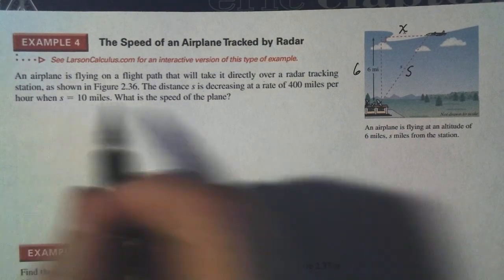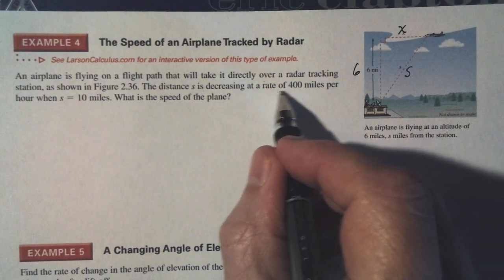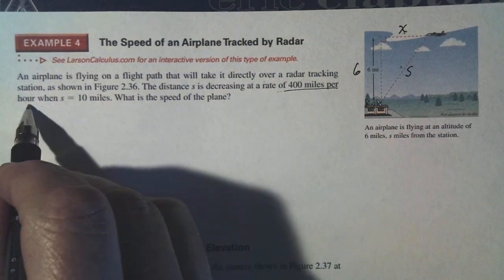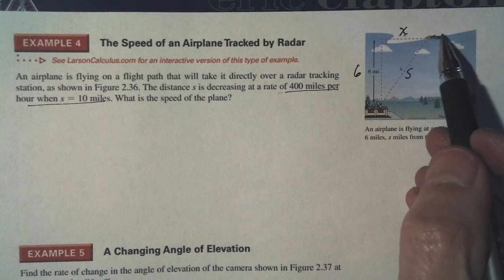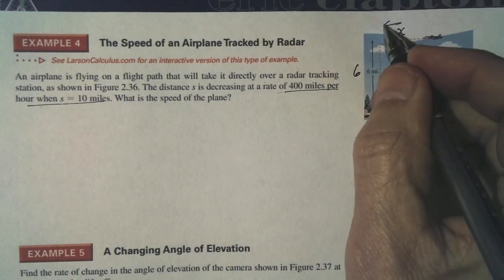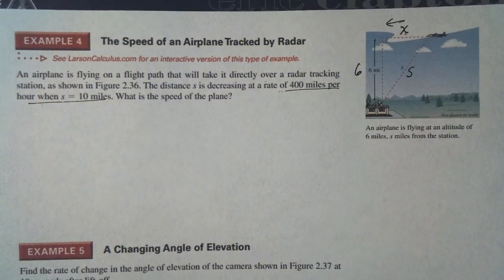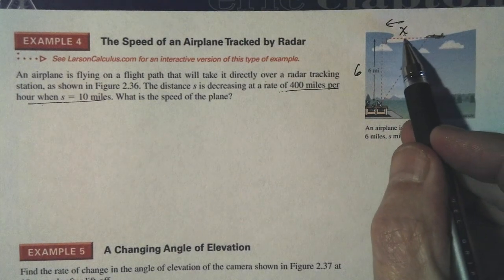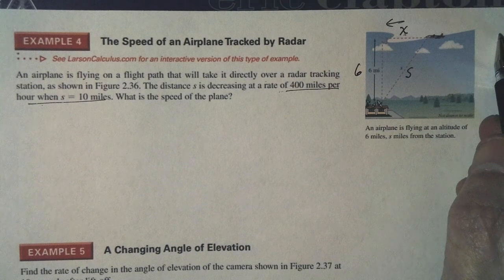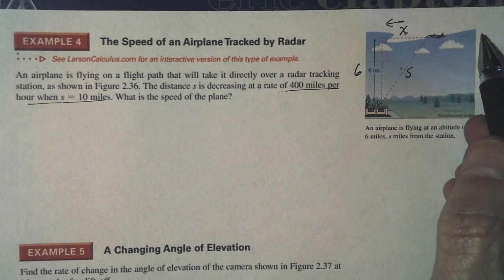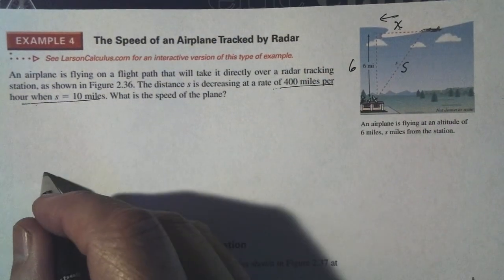But not all the time. At 400 miles per hour when S is 10. That's just at one instant because S is changing. This plane is traveling this way. That's the movie. And as the plane gets closer and closer to here, S is getting smaller and smaller. Imagine when the plane was out here, S would be much bigger. So that's part of our snapshot.